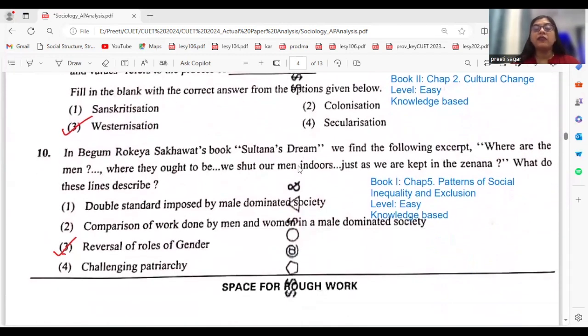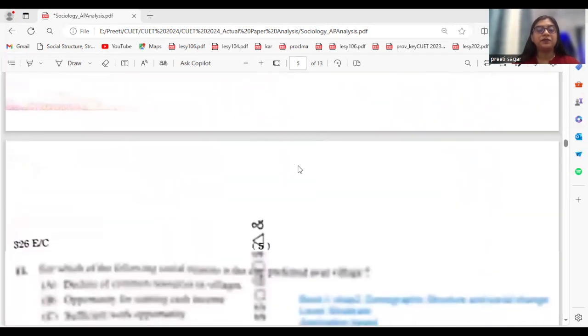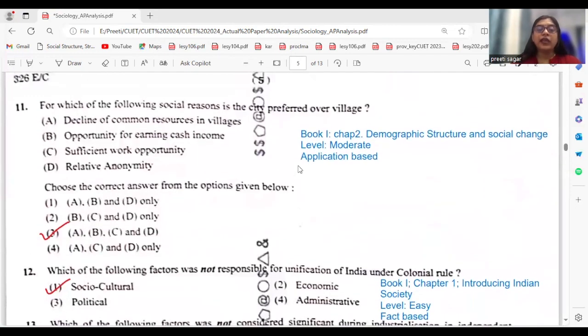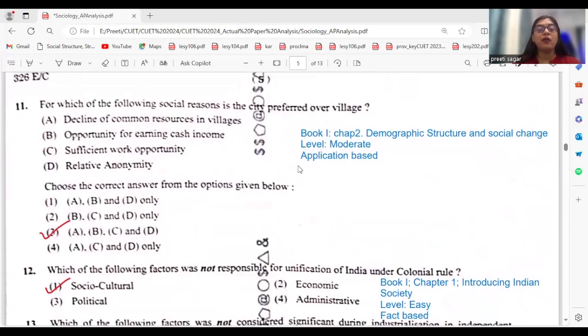In Begum Rokeya Sakhawat's book Sultana's Dream, we find the following excerpt. Where are the men? Where they ought to be, we shut our men indoors just as we keep women in the zenana. What do these lines describe? That is the reversal of gender roles. Option 3 is the right answer. For which of the following social reasons is the city preferred over villages? So here again, options are given. Decline of the common resource, that is correct.